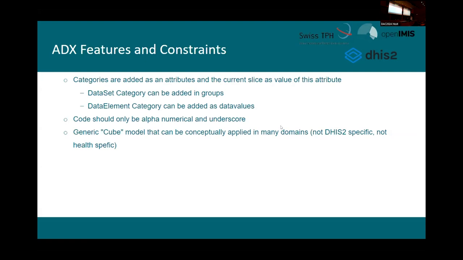Like we saw in the previous slide, the categories are added as attributes in the current slice as the value of this attribute. The dataset category can be added in a group. Like we saw, it is a group, and then the dataset data elements are added into that. The only thing we have to remember is that we cannot use any special characters, and we have to use alphanumerical characters, and underscore probably, for the code. And we are creating the cube model. You should know that we are using Django here.